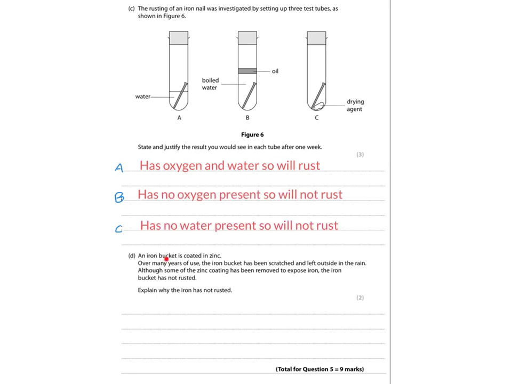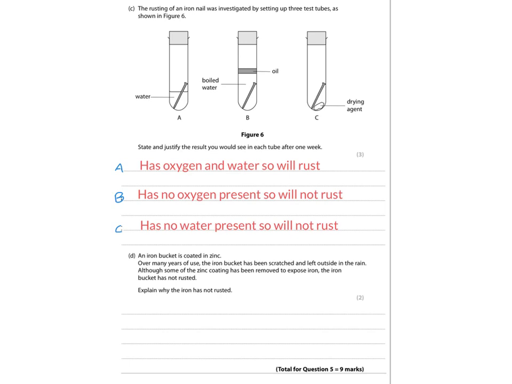An iron bucket is coated in zinc. Over many years of use, the iron bucket has been scratched and left outside in the rain. Although some of the zinc coating has been removed to expose iron, the iron bucket has not rusted. Explain why the iron has not yet rusted.